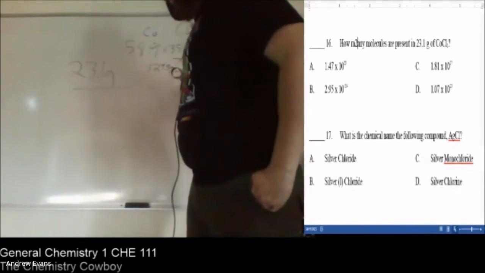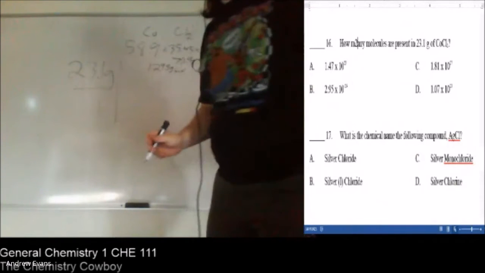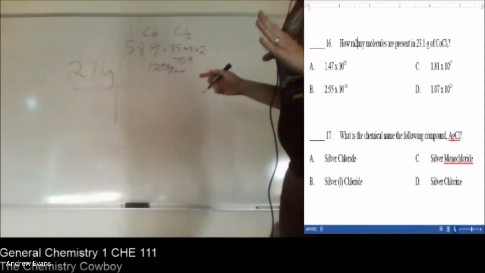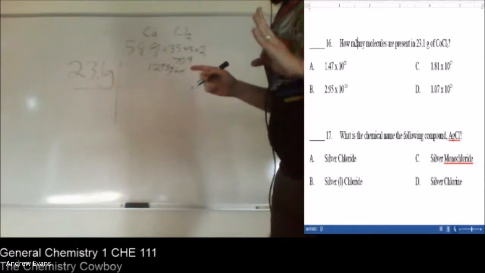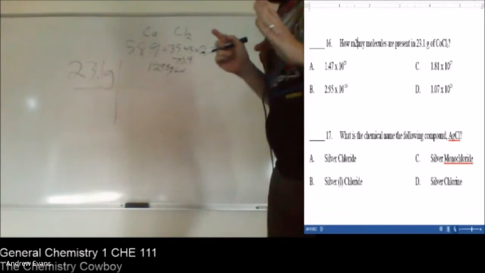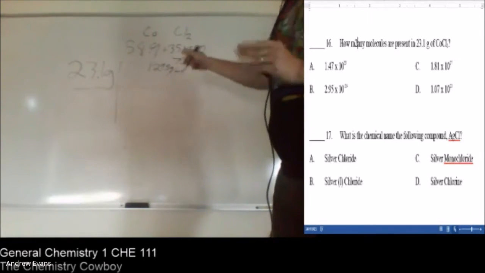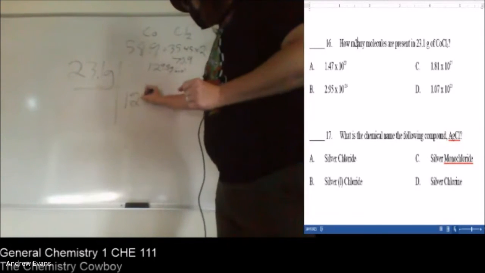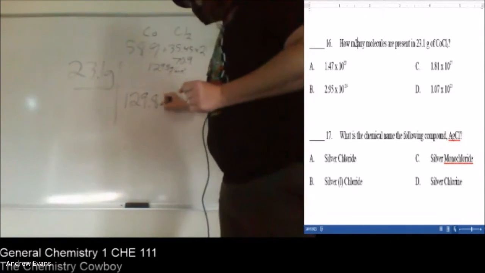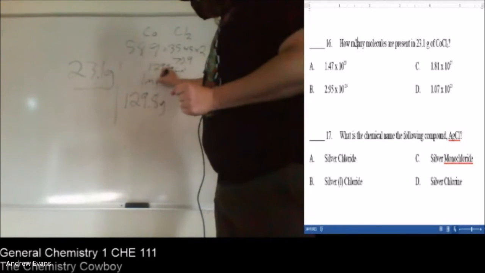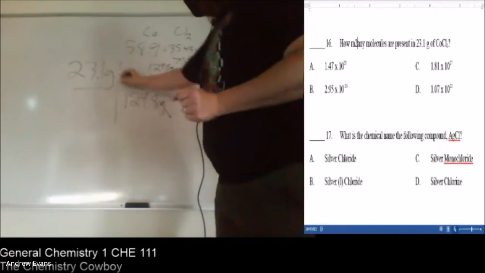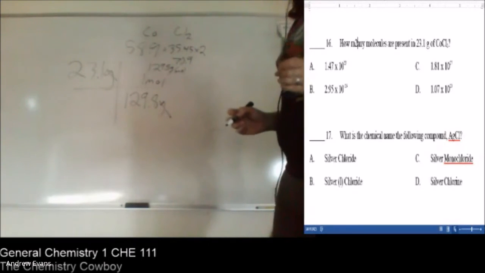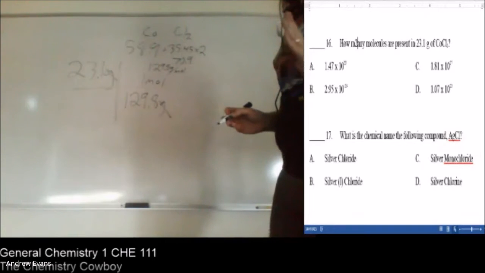Now, here's where dimensional analysis helps us. Dimensional analysis states that if we want to get to molecules, we need to go through moles. If we want to get to moles, we have to cancel out our grams. So I set this up: 129.8 grams in 1 mole. Grams and grams cancel, and this number will give us how many moles of cobalt chloride we have.